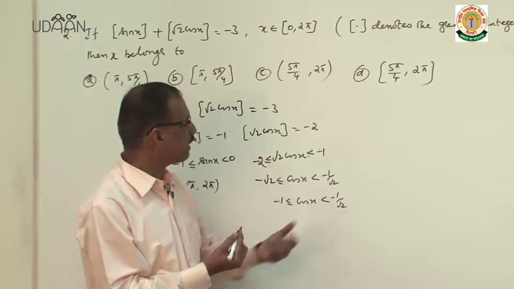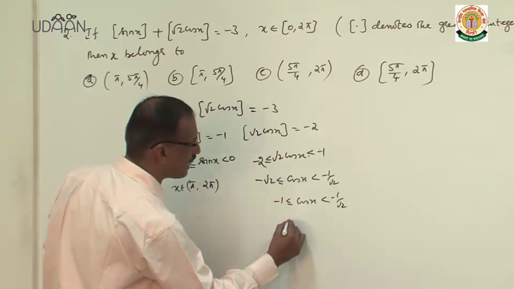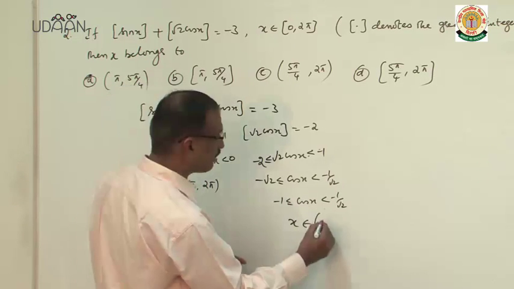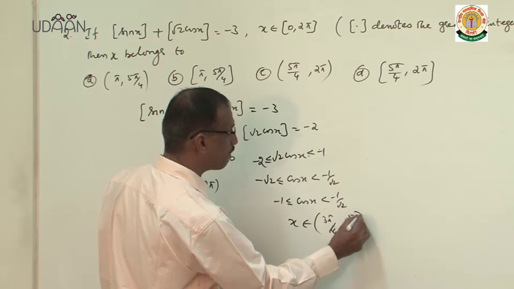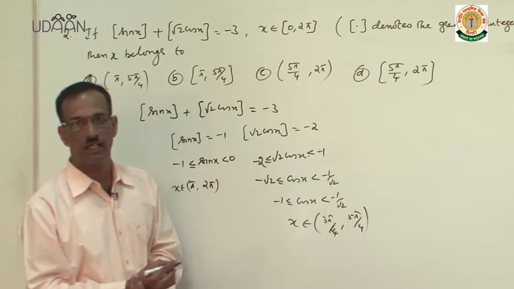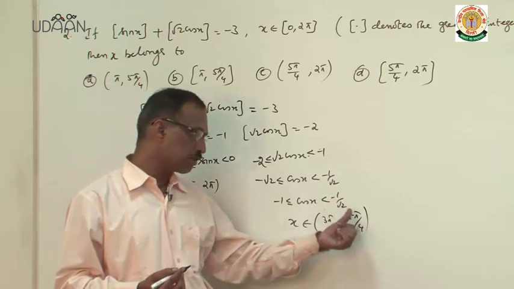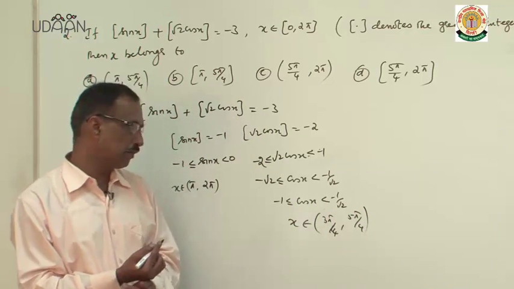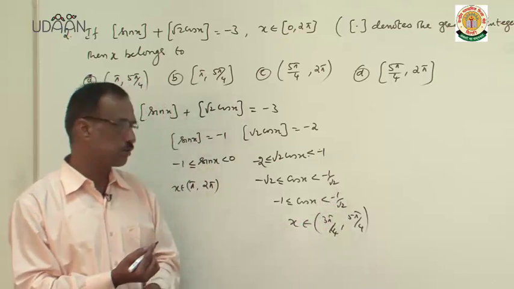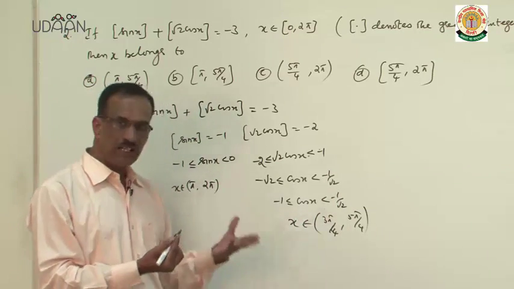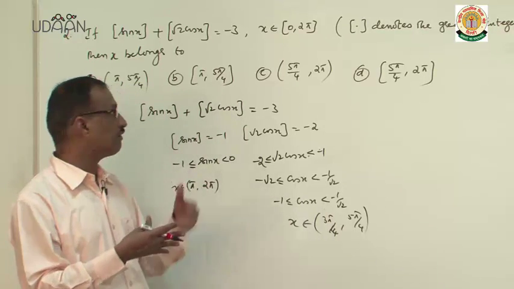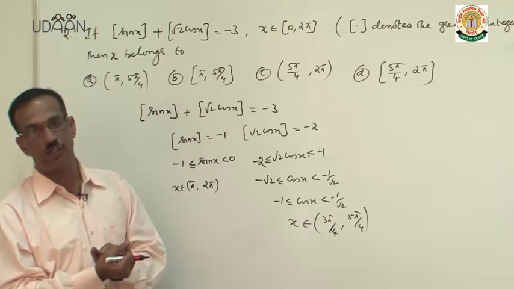So, minus 1 to minus 1 by root 2 means x lies between 3 pi by 4 to 5 pi by 4, because of minus 1 by root 2 and minus 1. So, now comparing these two, we have to get the intersection of these two ranges.